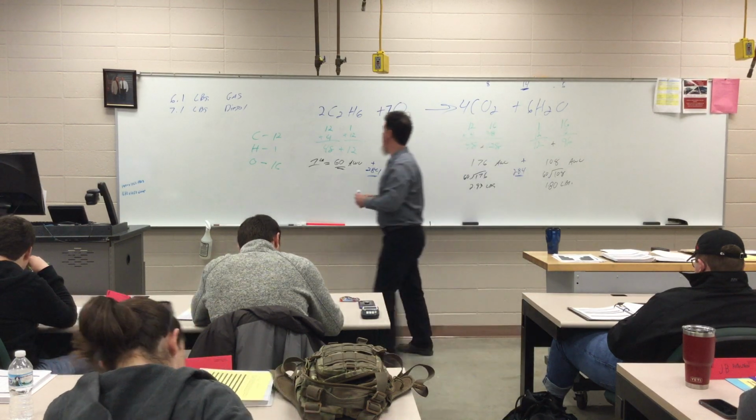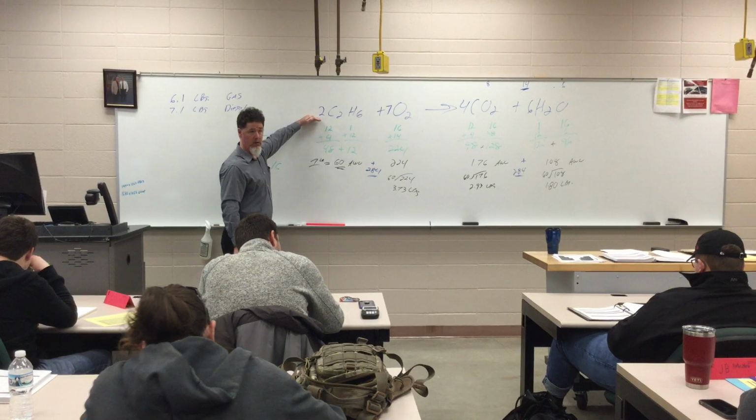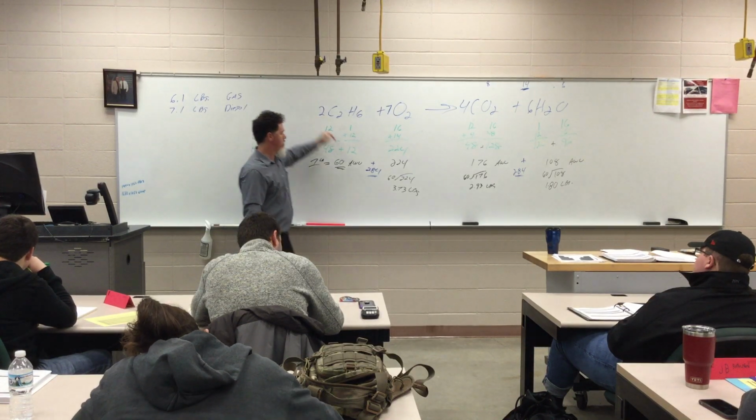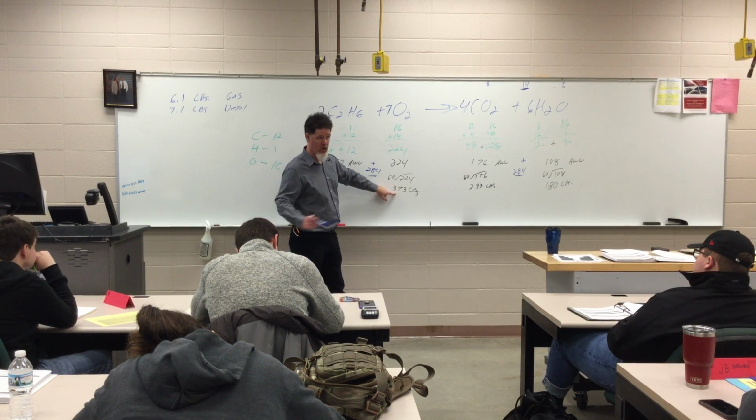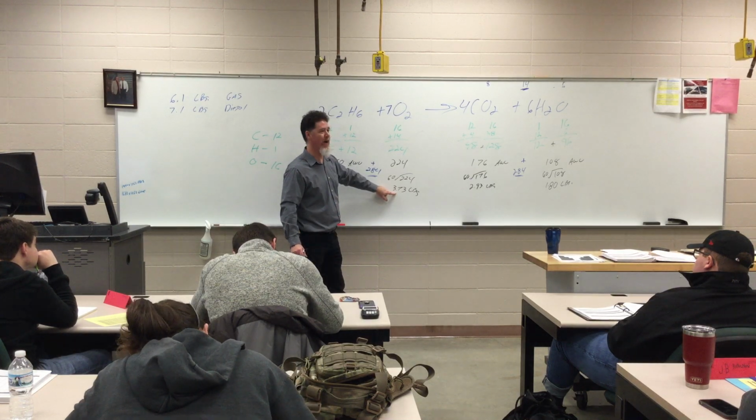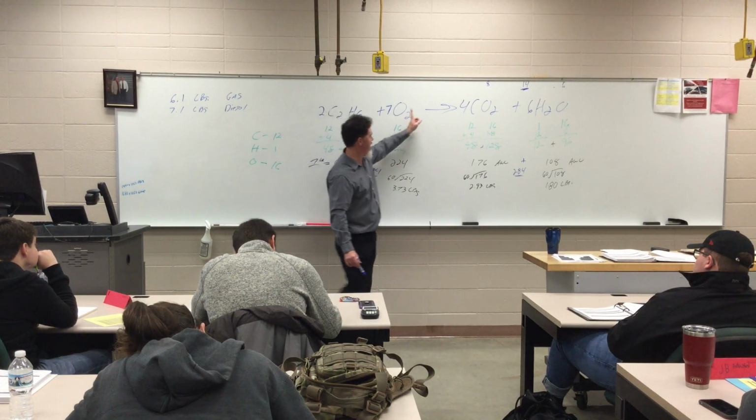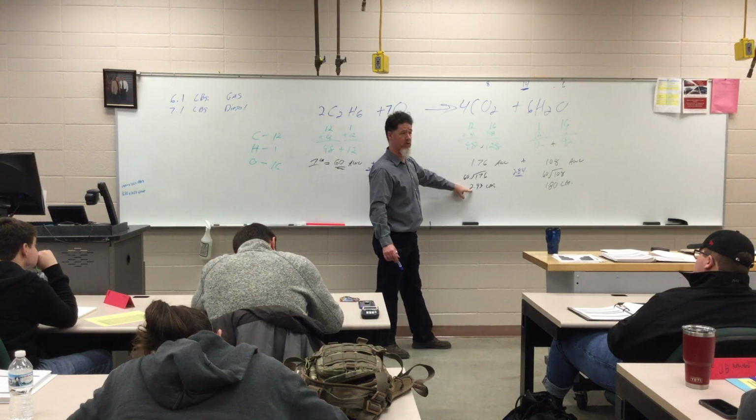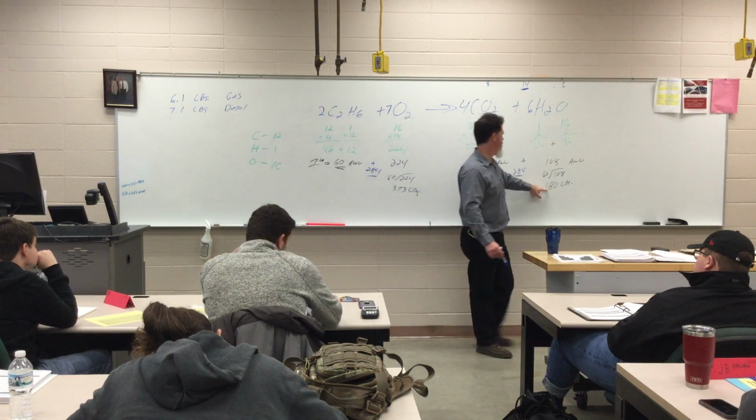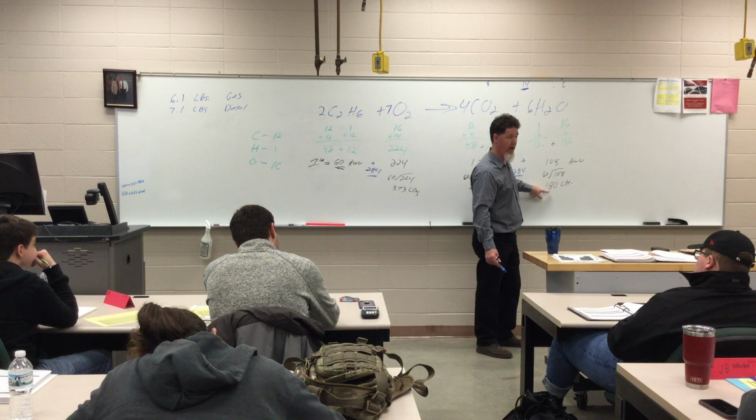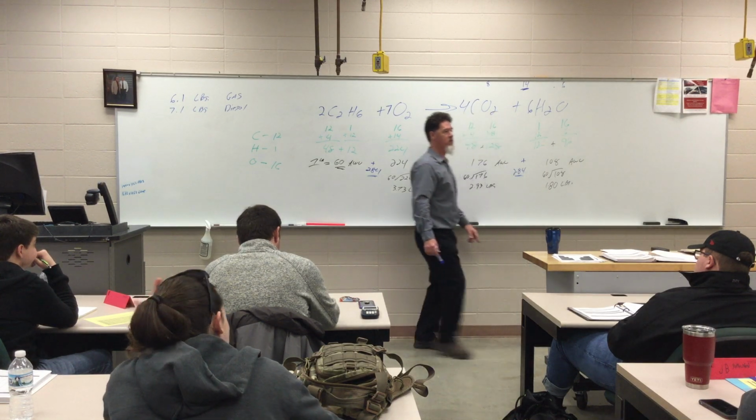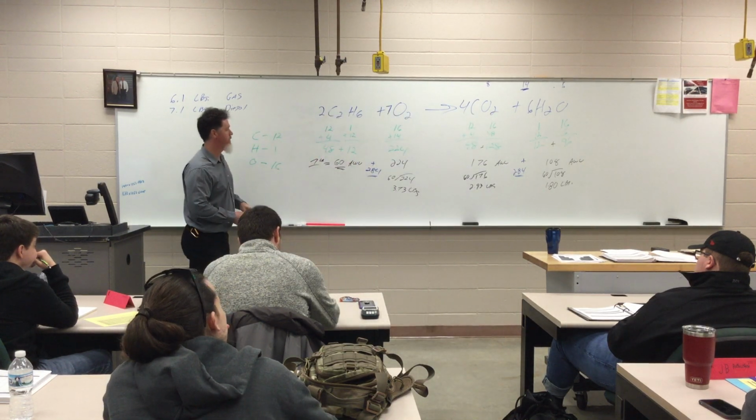So what that means is, if I take 1 pound of fuel, of ethane, I need 3.73 pounds of O2, which is going to give us 2.93 pounds of CO2 and 1.80 pounds of water. That's how many pounds of water is going to be produced every time I burn 1 pound of this fuel.